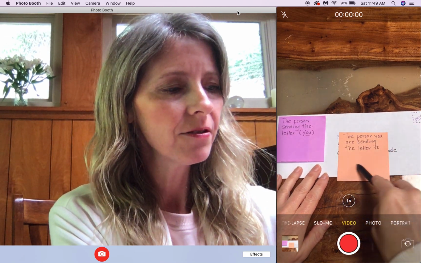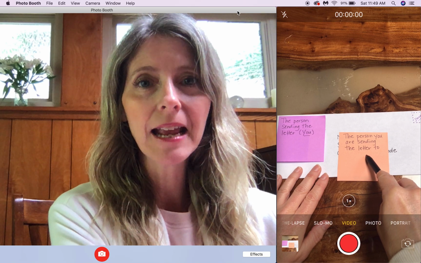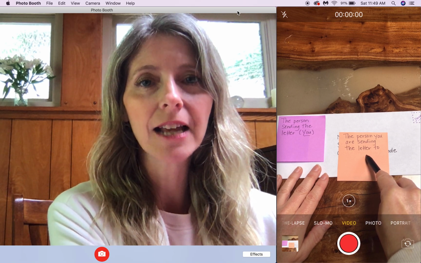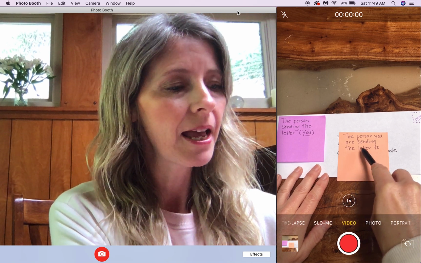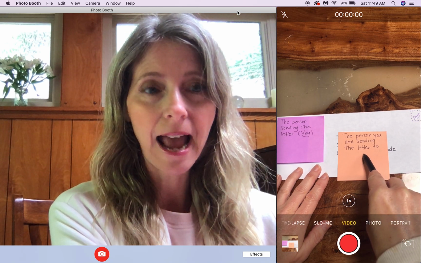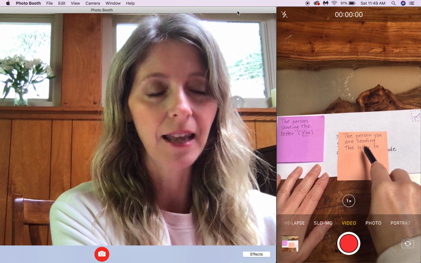In the center, right here, is where you put the name and address of the person that you're sending the letter to. This is what the mailman looks at so he knows where to send the letter.